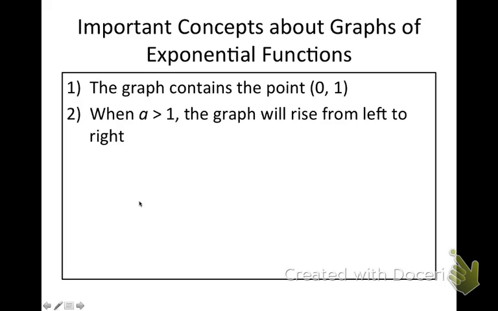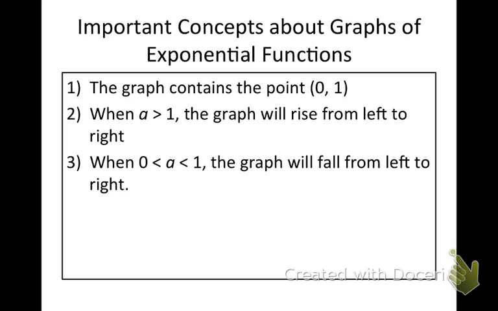Okay. When your a is a number larger than 1, this is the same as increasing, the graph will rise from left to right, just like the first graph that we did, because there our a was 2. 2 is greater than 1, so the graph is going up from left to right. When your a is between 0 and 1, the graph will fall from left to right, so it will be decreasing.